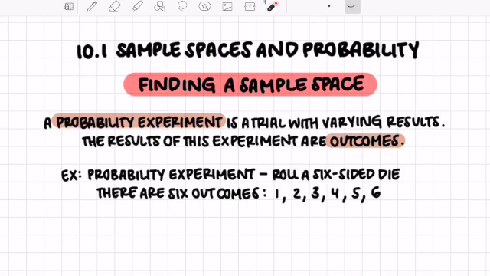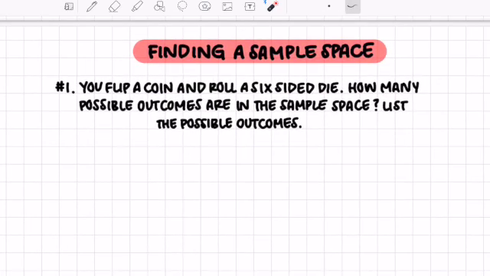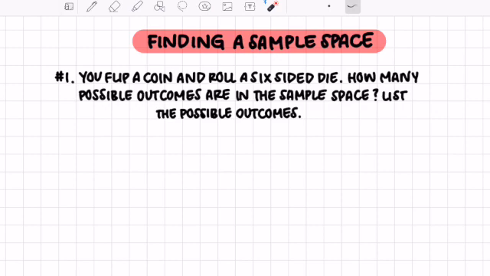And so what we want to do is find a sample space where, rather than just looking at one type of outcome, we have 2 different events happening. You flip a coin, and on top of that, we're rolling a 6-sided die. We want to figure out how many outcomes there are in the sample space. And then afterwards, we'll list out those possible outcomes.